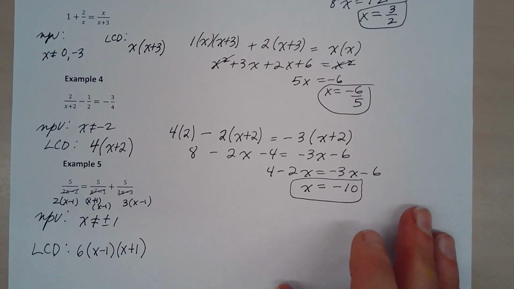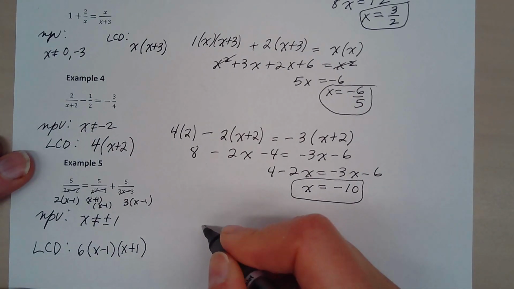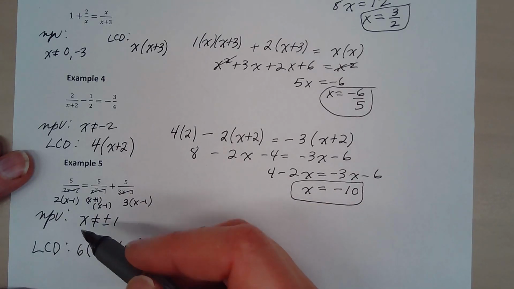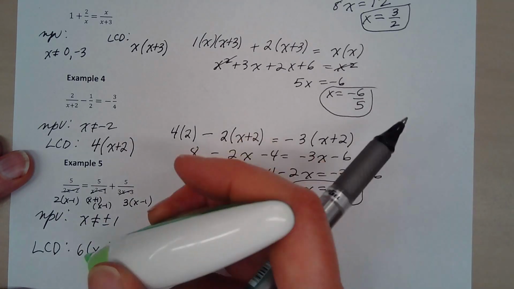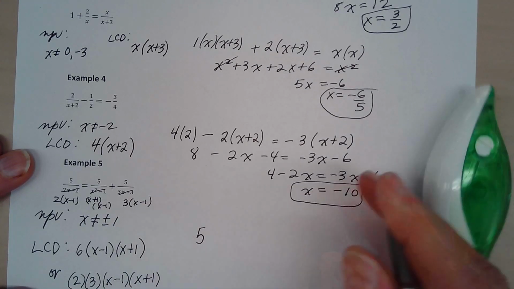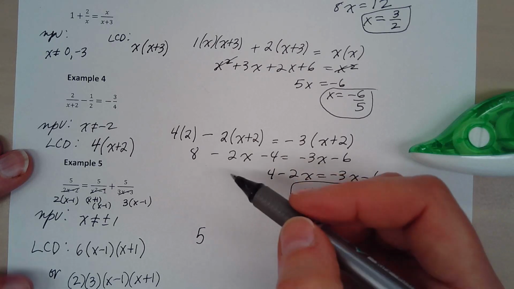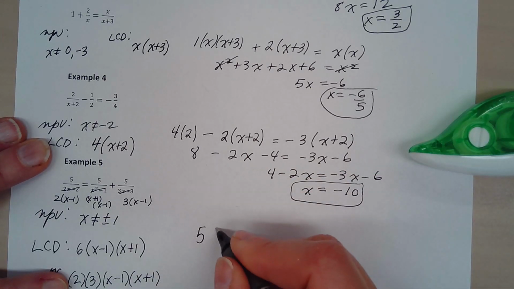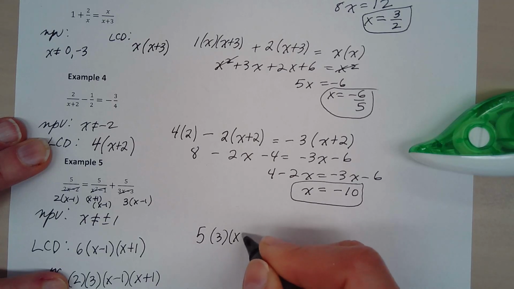So for my first term, I'm going to be left with my 5 times the 2, and here's where you want to think about it this way. You could leave it as the 2 and the 3, and the x minus 1 and the x plus 1 in separate pieces, because it might help you a bit. So the 2 and the x minus 1 cancel out. That leaves me with 3 and x plus 1, right?